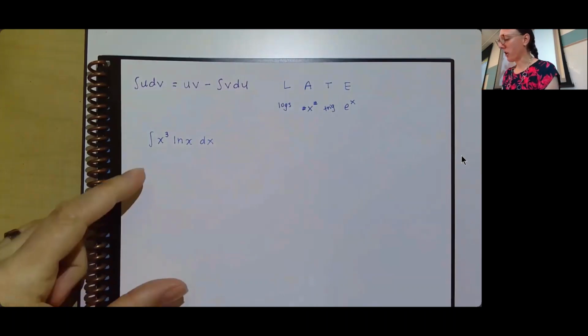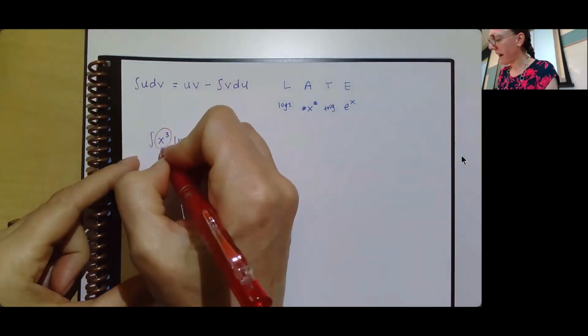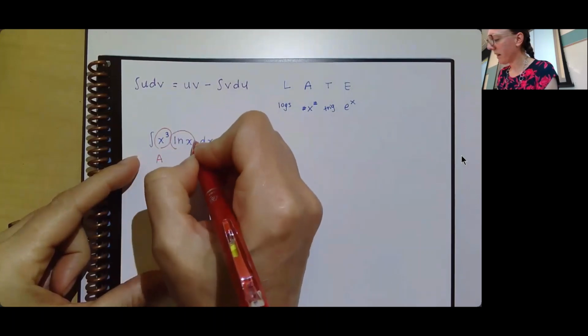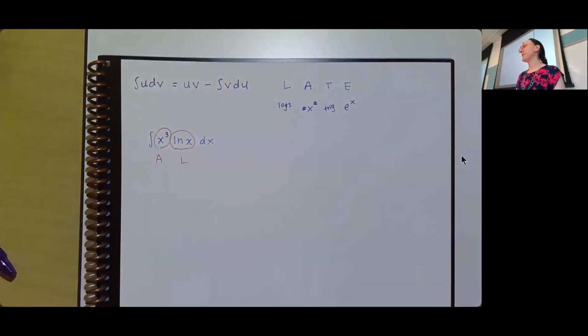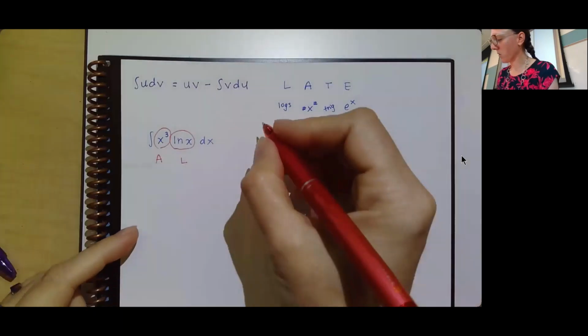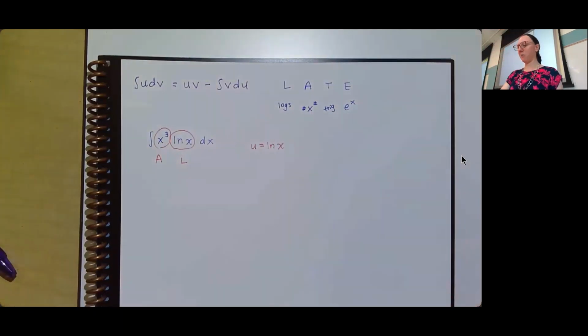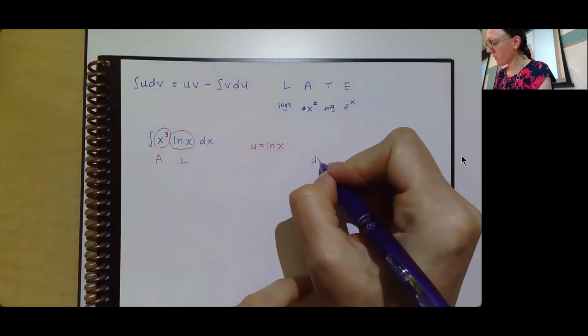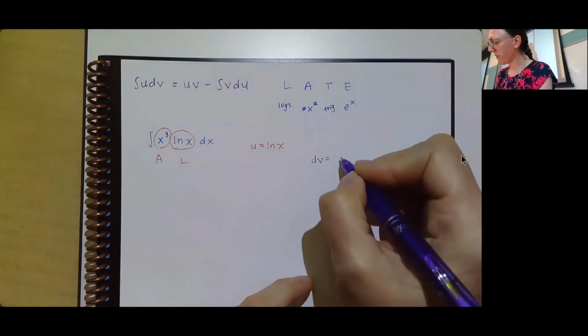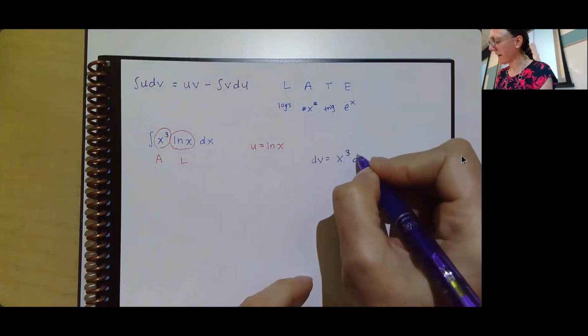Well, I've got a mixture of algebra and logs. So I say to myself, who comes first in the word LATE? Logs. That's what I'm going to let U be equal to. And that means that whatever is left once I choose U has to be equal to dV. So dV has to be x cubed dx.